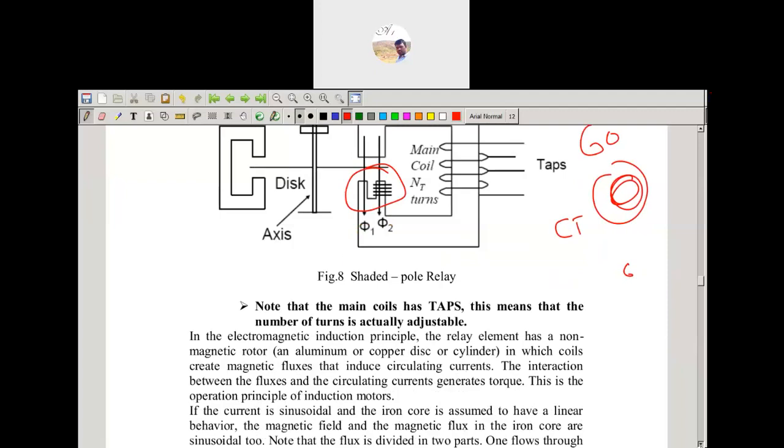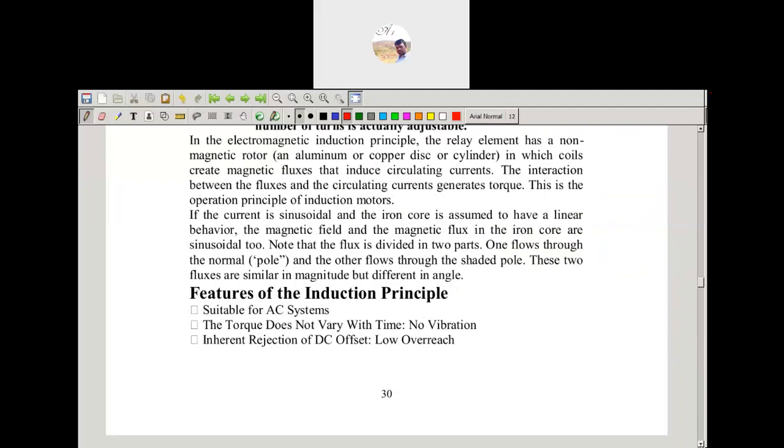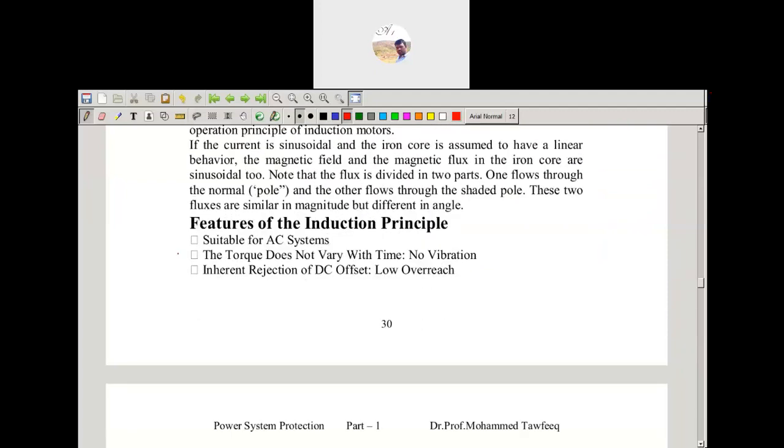Next, what are the features of the induction relay? It is suitable for AC systems. Torque does not vary with time, so there is no vibration, no effect from the DC offset, and low overreach.